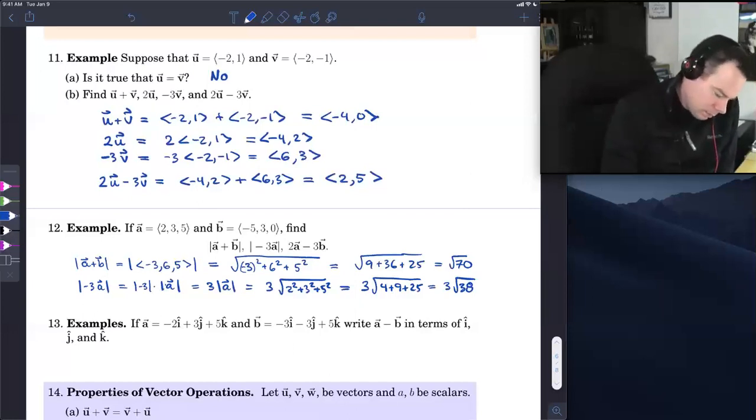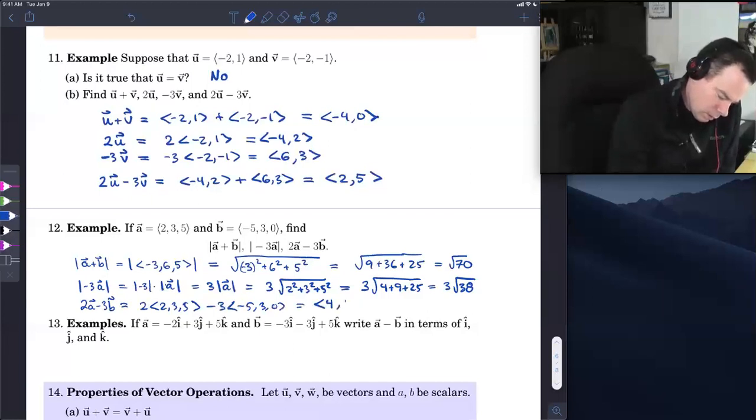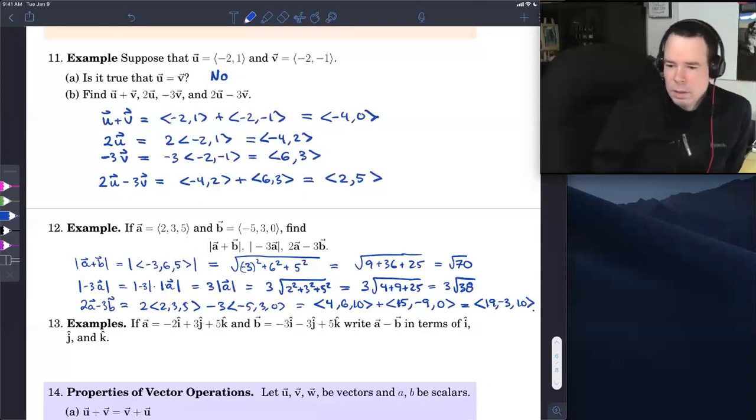And lastly, we want to work out what 2a minus 3b is. So that's 2 times <2, 3, 5>, and minus 3 times <-5, 3, 0>. So that's going to be <4, 6, 10> plus <15, -9, 0>. So this is <19, -3, 10>. So there is our linear combination of the a's and the b's.